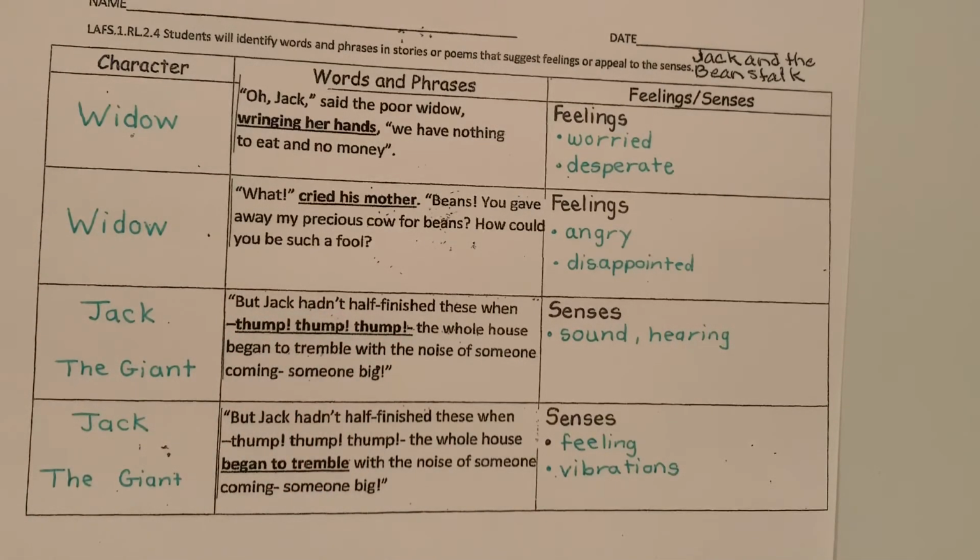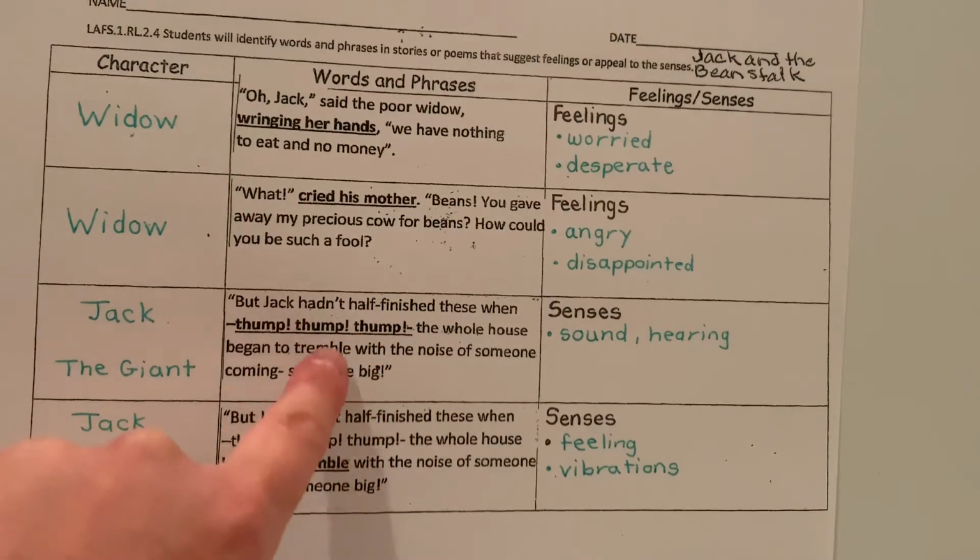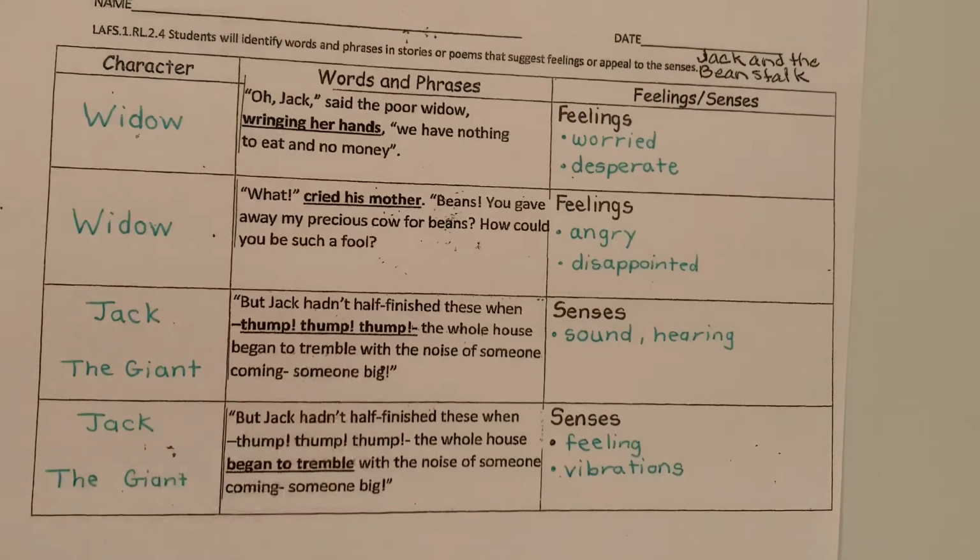Now, the last one is the same text as right here, but a different part is bolded. It says began to tremble, because this part here, the same part that's written twice, can appeal to another one of our senses. It can also appeal to our sense of feeling. So when it says the whole house began to tremble, tremble is a shaking. It's something you can feel. So I put feeling for the senses.